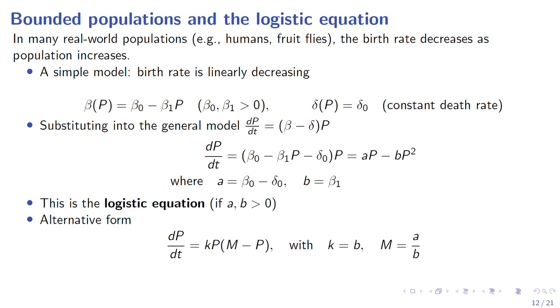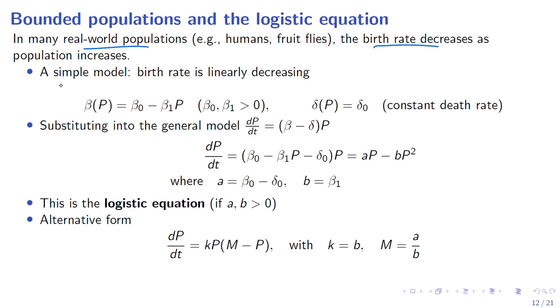So this exponential growth model is not a very good model to correctly model the real world scenario. For example, in many real world populations like humans and fruit flies, the birth rate decreases as the population increases. Okay, so that's what really happens in the world.